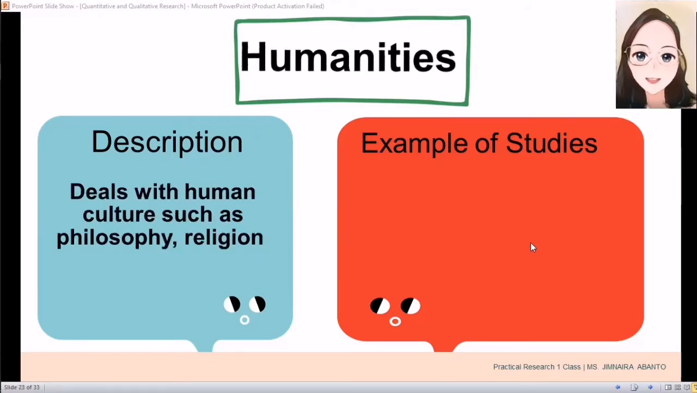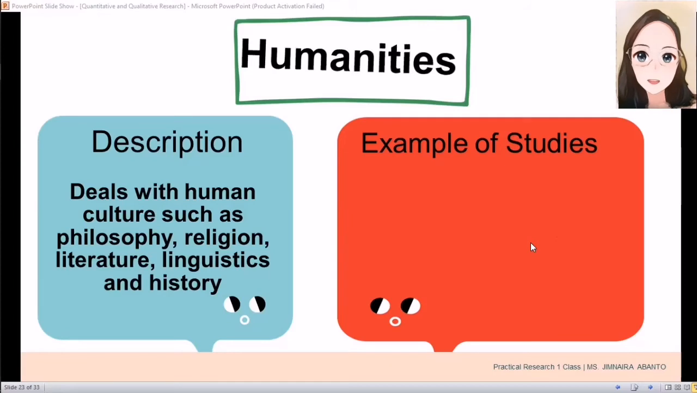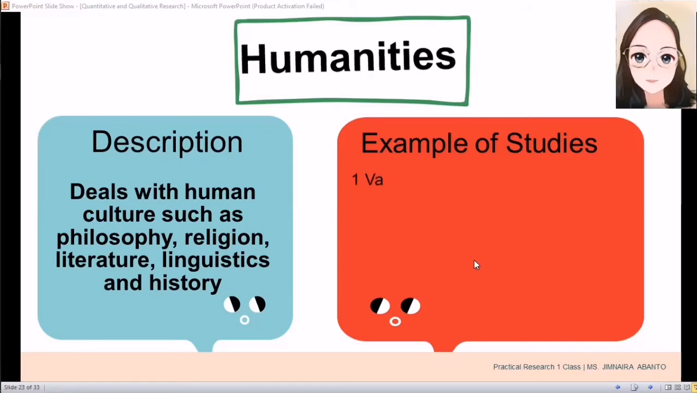Research in humanities is designed to explore human culture such as philosophy, religion, literature, linguistics, and history. It also includes ancient and modern languages, human geography, laws, politics, and other social sciences. Humanities are academic disciplines that study aspects of human society.